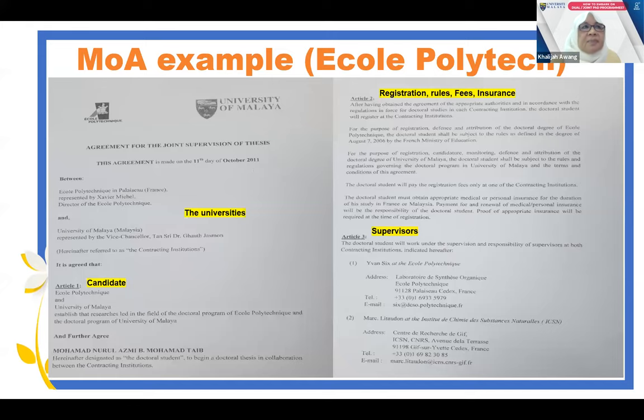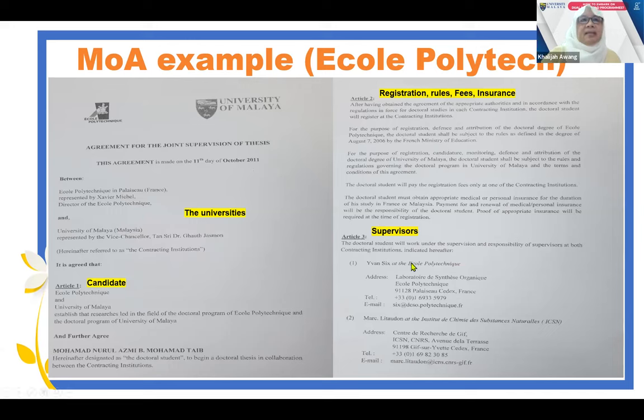Yeah, okay. Now, this is an example of an MOA, okay? So usually we have the university name. Okay, MOA is a prerequisite before the student can register into the co-tutor program, yeah? So first we have the university. So in the case of Azmi, it's Polytechnic, University Malaya. The name of the candidate, Muhammad Nurul Azmi. All the rulings, registration, rules, fees, insurance, this has to be agreed upon between the two universities. They all must agree upon this structure, yeah?